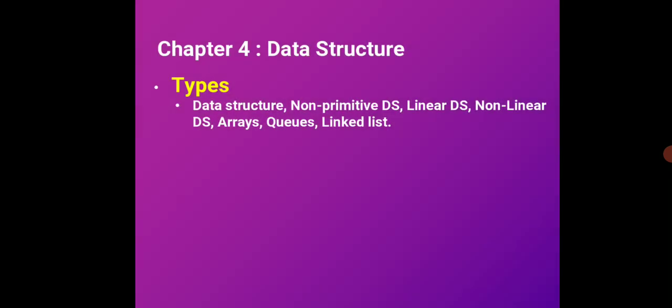Definitions, and the next is types. Types are for 3 marks. Types of data structure: primitive and non-primitive, and non-primitive data structure again has 2 types, linear and non-linear. Linear data structure has 4 types: arrays, stack, queue, and linked list. Non-linear has 2 types: tree and graph. Also, this is the types of linked list.